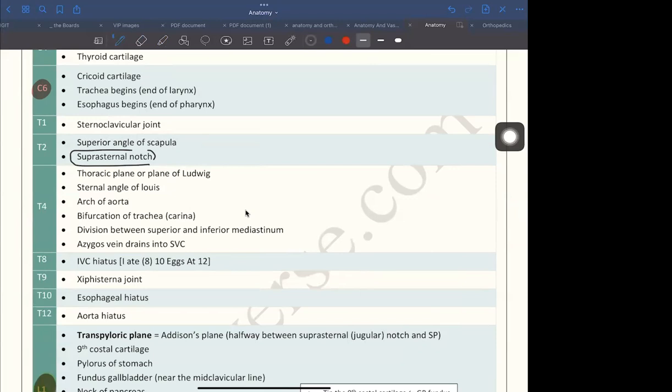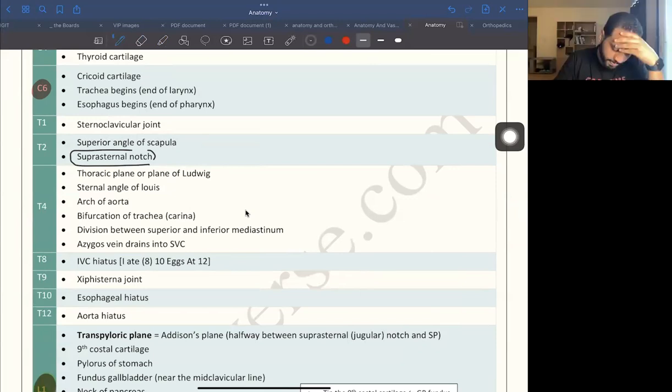So obviously, you have T2 at the back, and there is T1. At the T1, there is the sternoclavicular joint, which meets it on the other side of the chest. So anteriorly, you have the sternoclavicular joint at the level of T1. And then below that, you have the superior angle of the scapula and the suprasternal notch in this area as well. T4 is called the plane of Ludwig.